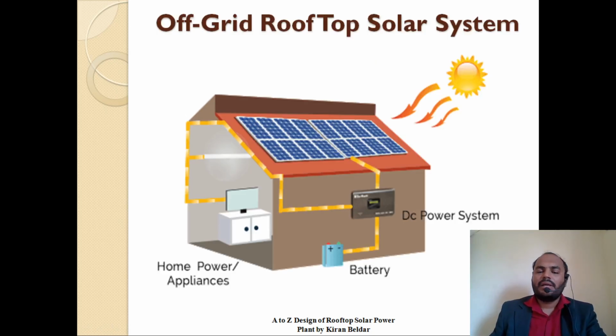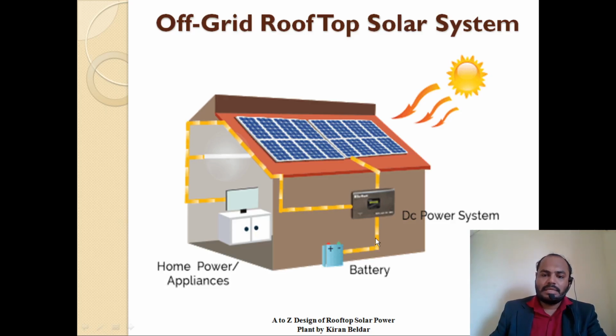Now we will see an animation of the off-grid rooftop solar system. Whenever sunlight falls on a solar panel, it generates DC electricity. This DC electricity is given to the off-grid type of inverter. Remember one thing, whenever we are using an off-grid solar system, the inverter should be an off-grid solar inverter. The DC power is given to the inverter.